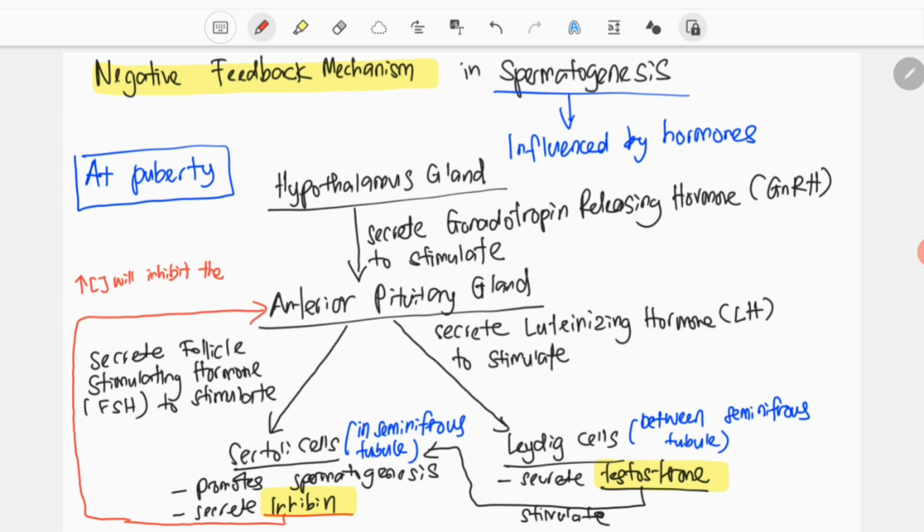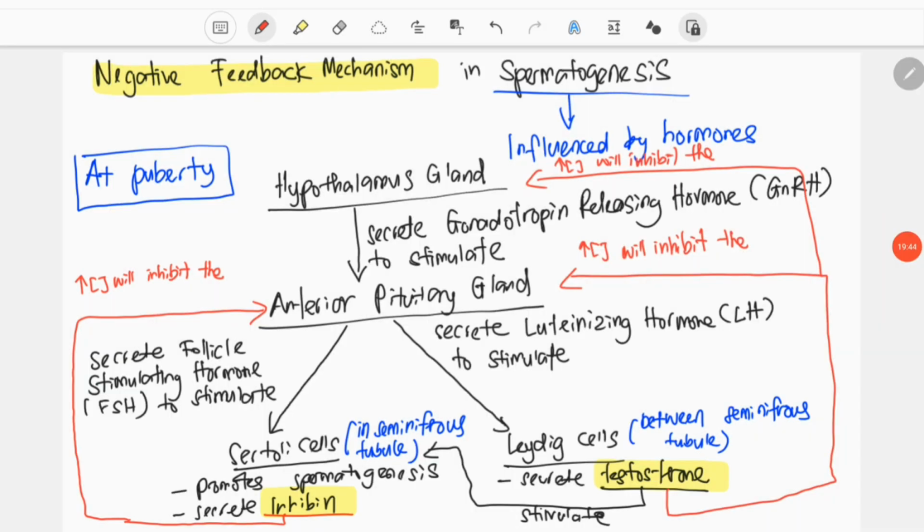So next, another negative feedback mechanism adalah bila concentration of testosterone is high. So high concentration of testosterone will also inhibit anterior pituitary gland and hypothalamus. So testosterone ni, dia punya negative feedback mechanism dia kuat sikit. So dia boleh inhibit dua benda, iaitu anterior pituitary gland dan juga hypothalamus. Tapi function dia tetap sama macam inhibin tadi, iaitu kalau ada high concentration of testosterone, dia akan inhibit hypothalamus and anterior pituitary gland. So the outcome is the same.